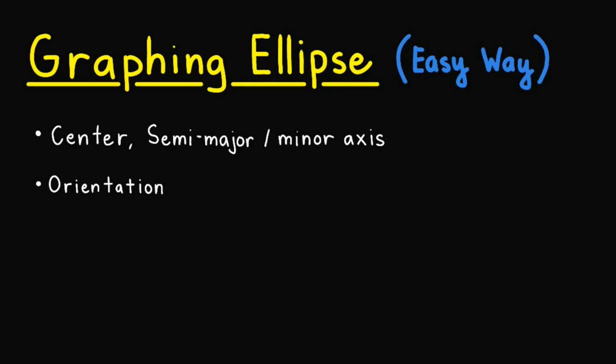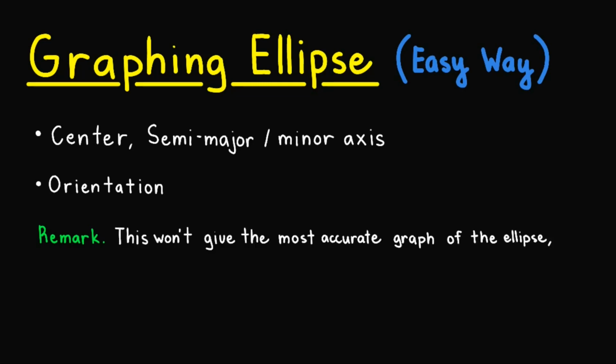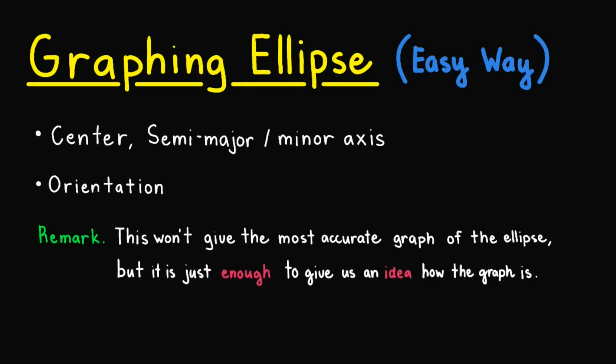Now take note that since we are only dealing with how to graph an ellipse the easy way, this won't be the most accurate. But in graphs, the important thing is that we know how it looks, or we have a great representation of how it is and its behavior. So we remark that this won't give the most accurate graph of the ellipse, but it is just enough to give us an idea how the graph looks.